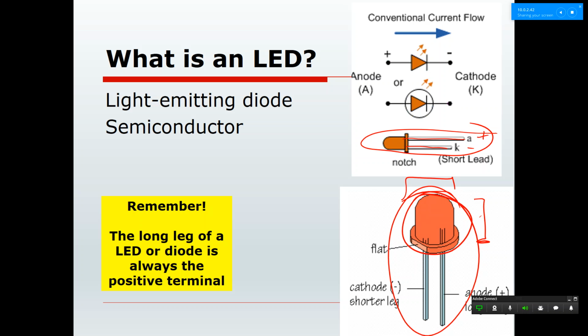So an LED is a light-emitting diode, but it's still a diode. So if you don't plug it in the right direction, it's going to block your current completely. Okay, so make sure that later on when you guys are building your circuits, if nothing is working, it could possibly mean that one of your LEDs is plugged in backwards. Okay? So far, so good?